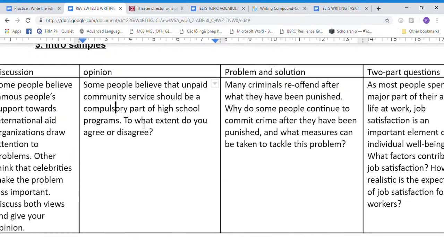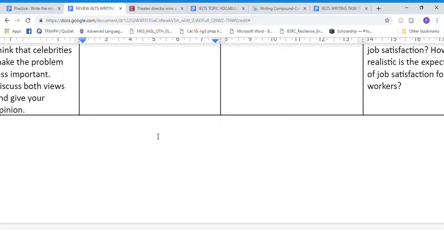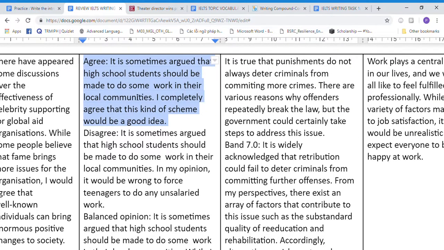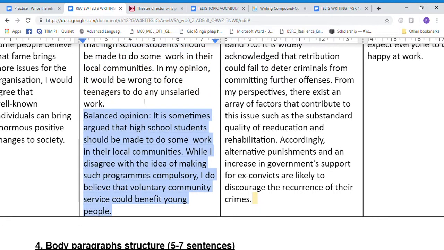Cách mở bài cho bài này khi mà người ta hỏi em đồng ý hay không, to what extent do you agree or disagree, thì nếu mình đồng ý thì mình nói một kiểu, disagree mình nói một kiểu, mà lại mình có thể nửa đồng ý nửa không đồng ý. So it's really diverse. Balanced opinion. It is sometimes argued that high school students should be made to do some work in their local communities. While I disagree with the idea of making such programs compulsory, I do believe that voluntary community service could benefit young people. Vậy thì câu này hoàn toàn là câu kiểu giới thiệu.